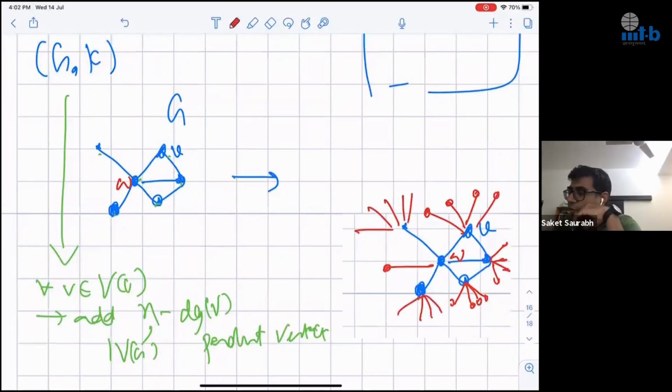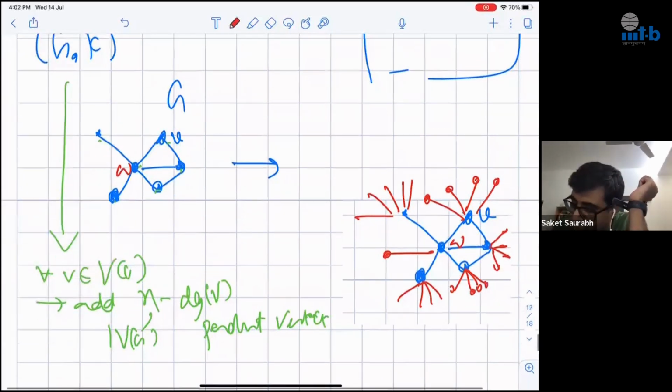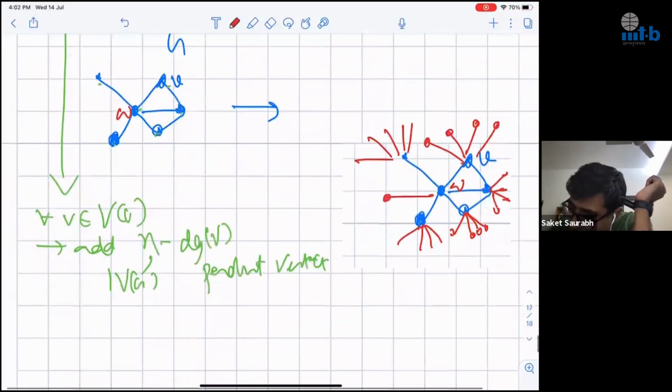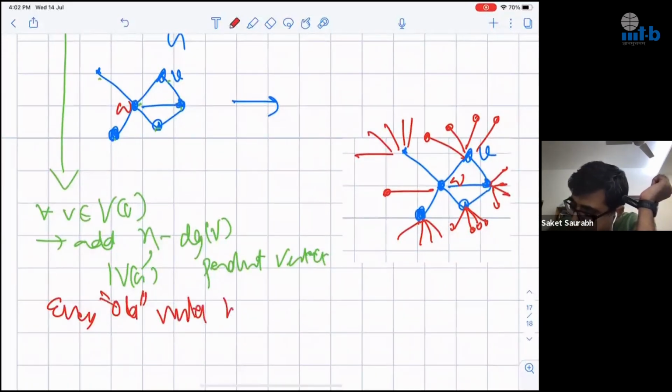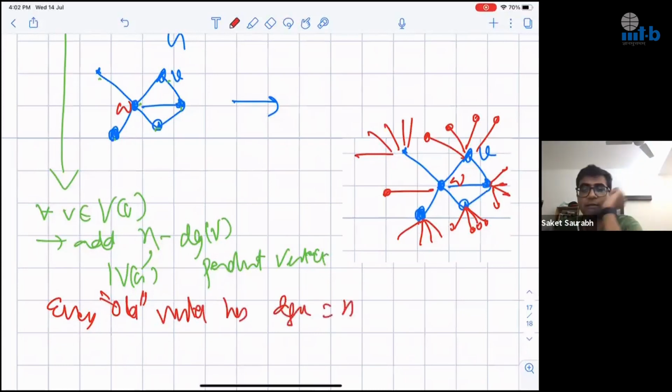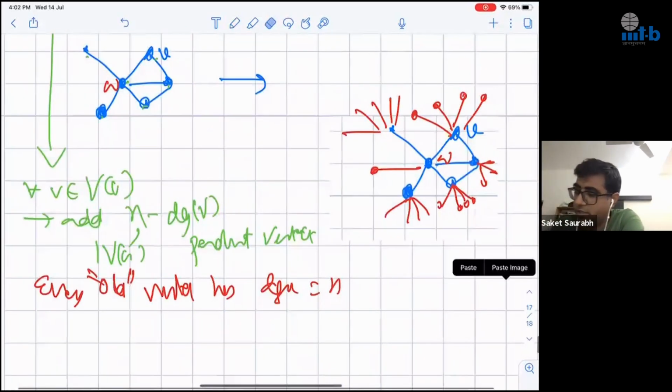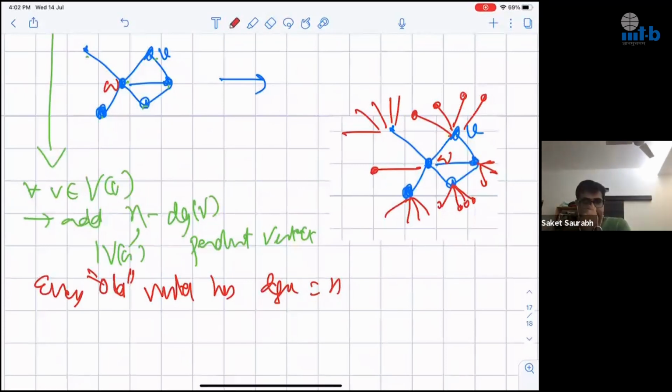What is the property of the old vertices? After you do this, every old vertex has degree exactly equal to n. That's a property of this graph. Notice 1, 2, 3, 4, 5, 6. Oh, it was wrong. It has degree 3, so we should have been adding only 3. So every vertex has degree equal to 6, which is the same as the size of the vertex set. So this is how we constructed this.